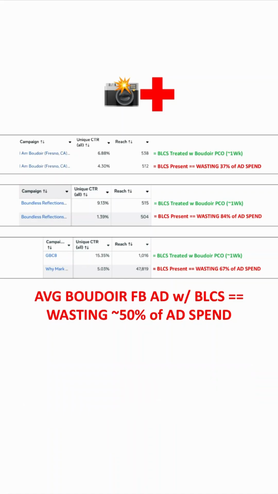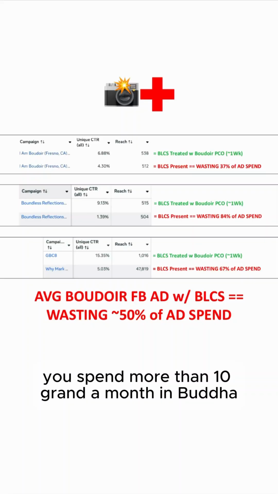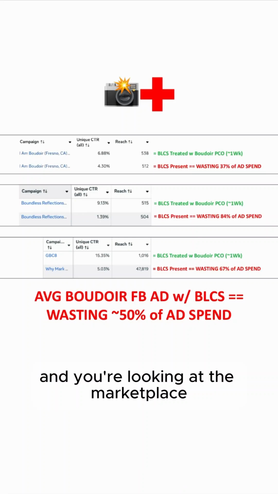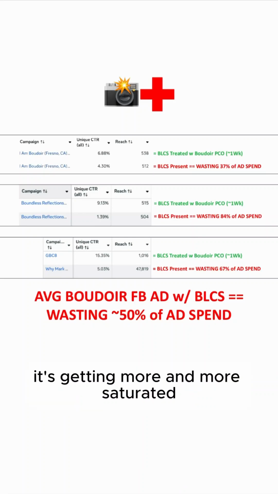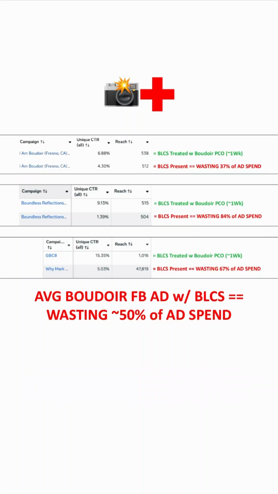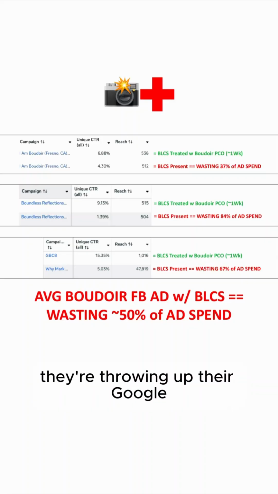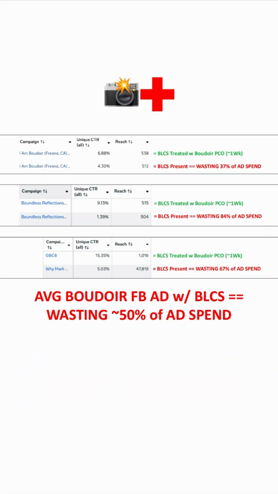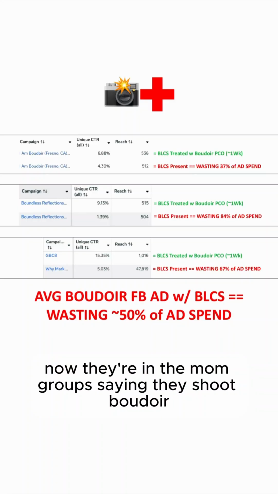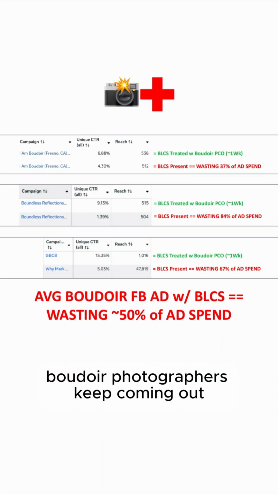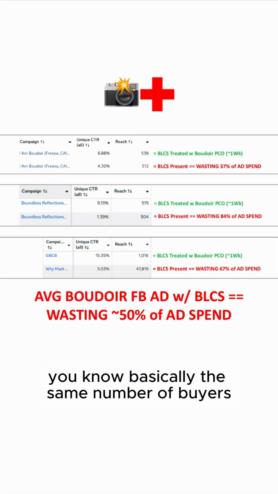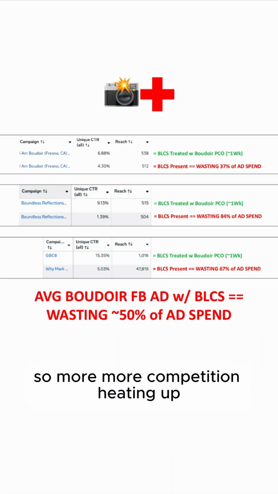All right, so if you're a BLCA with BLCS, so Boudoir low click advertiser with Boudoir low click syndrome, and you spend more than 10 grand a month in Boudoir Facebook ads, and you're looking at the marketplace, seeing it's getting more and more saturated for Boudoir photographers. Seems like every time someone gets a new iPhone, they're throwing out their Google My Business profile saying that they now shoot Boudoir, or they get a new camera. Now they're in the mom groups saying they shoot Boudoir. More and more Boudoir photographers keep coming out with basically the same number of buyers. So more and more competition heating up.